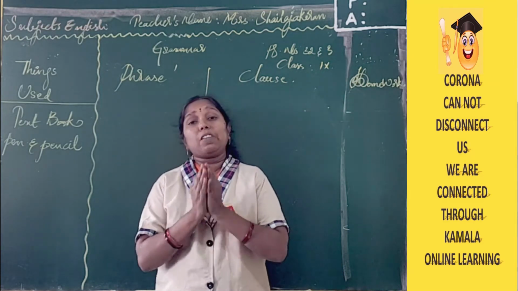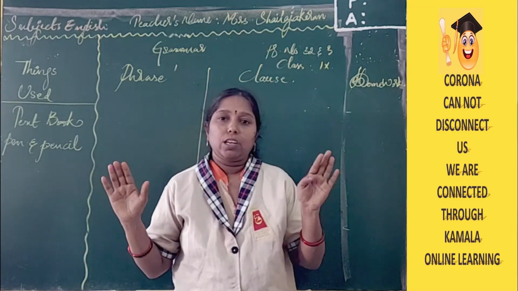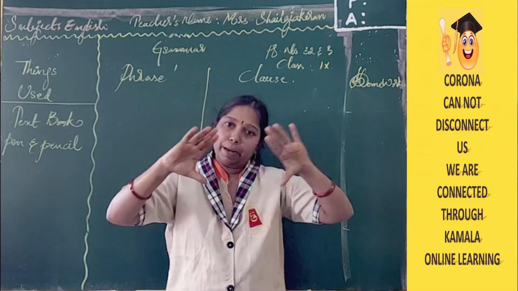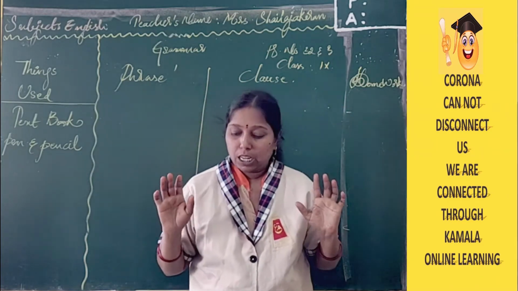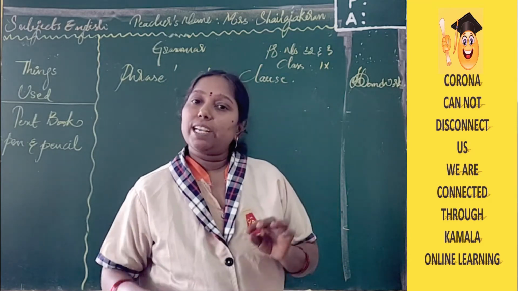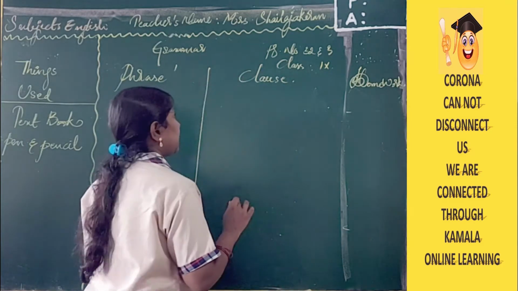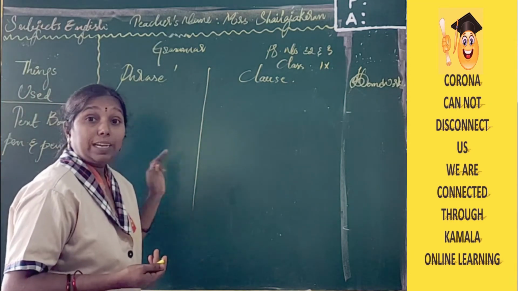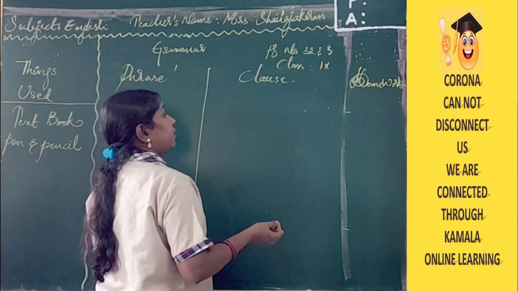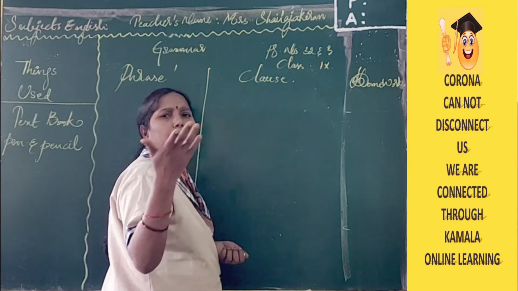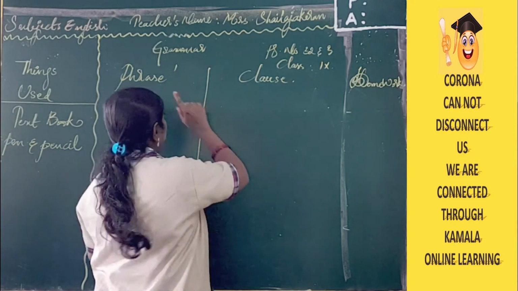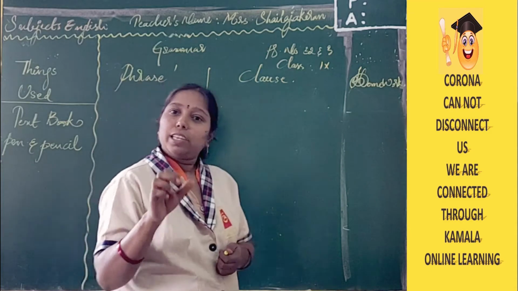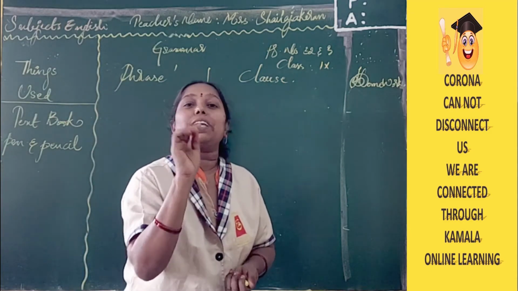A group of words which gives a complete meaning is called a sentence. Then what is phrase? What is clause? A group of words which gives a meaning but not a complete meaning. Phrase, it will give a meaning, but it won't give a complete meaning.